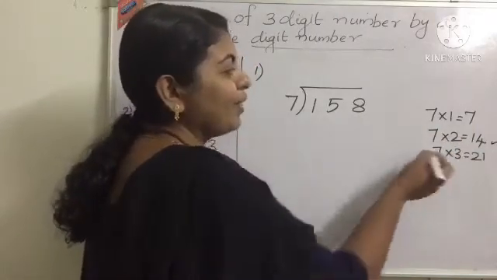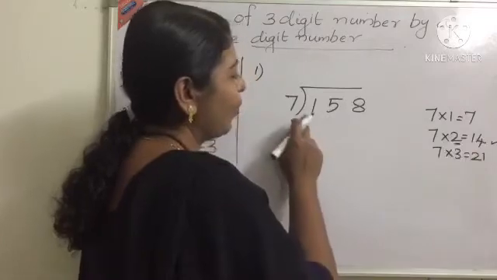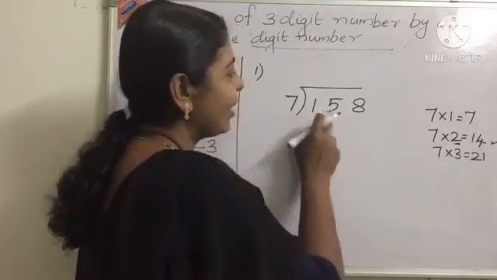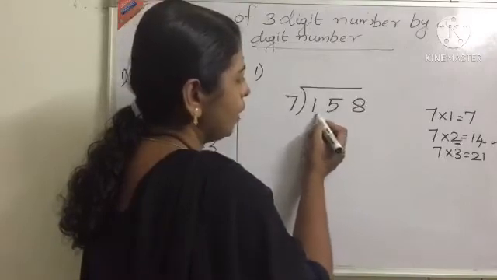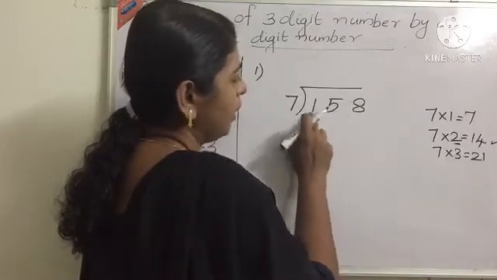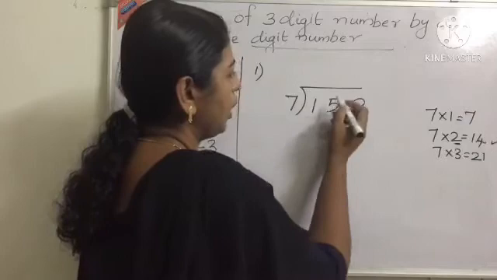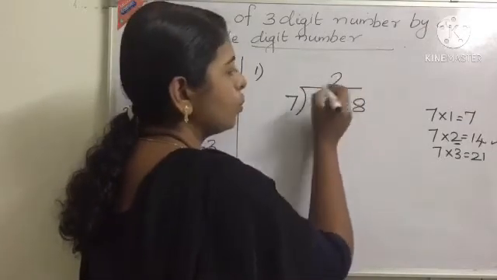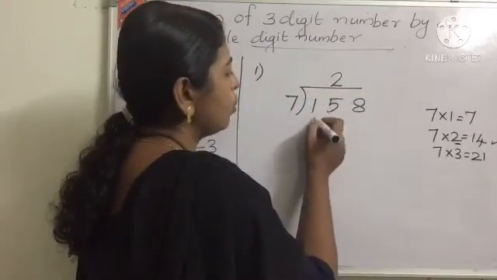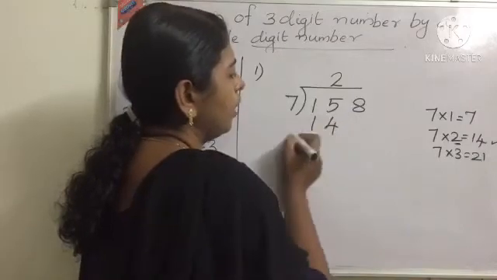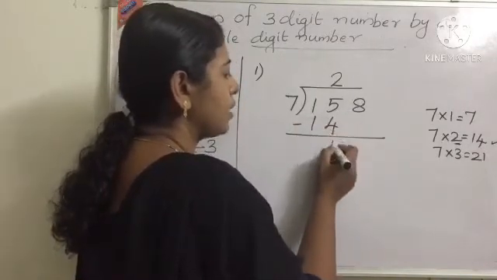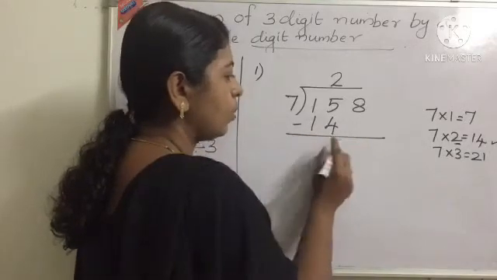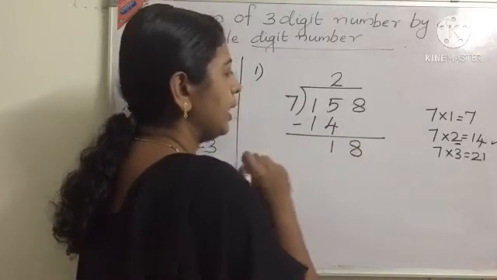Then where do we want to write this 2? Up of 1 or up of 5? Here up of 5 we want to write 2, because we took 5 with 1, so it's become 15. Then 7 into 2 is 14. Then we subtract: 5 minus 4 is 1. 1 minus 1, 0. Then it's 8.